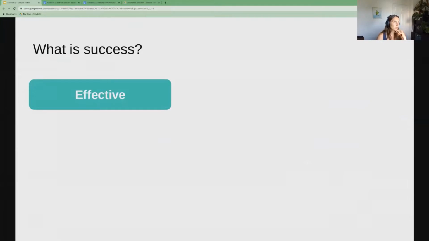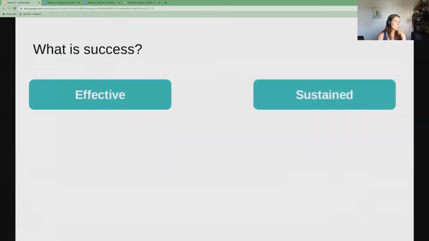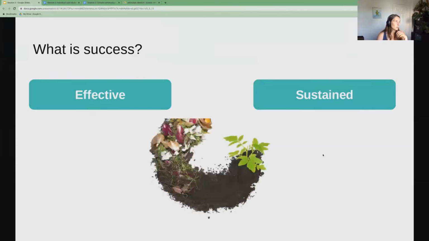So the first thing we mean is that it is effective, and the second thing is that it is sustained. So it does actually change behavior, and that behavior is changed sustainably. It's not happening for a limited period of time, but the effect is going to carry on. And I'm going to talk you through the typical criteria of successful initiatives based on an example around composting, a composting campaign.